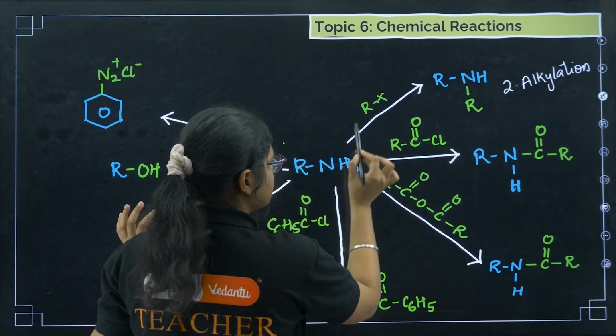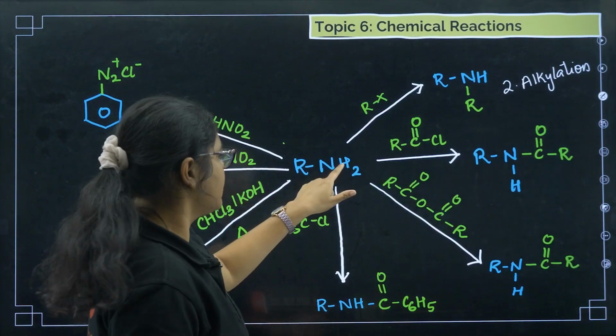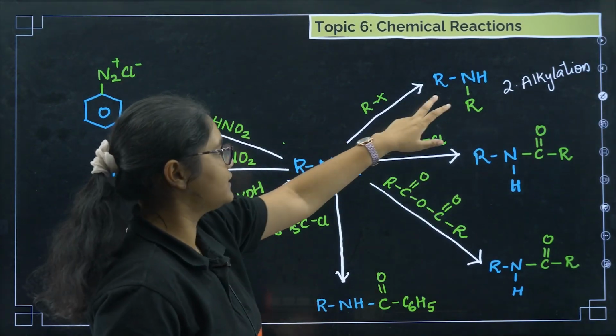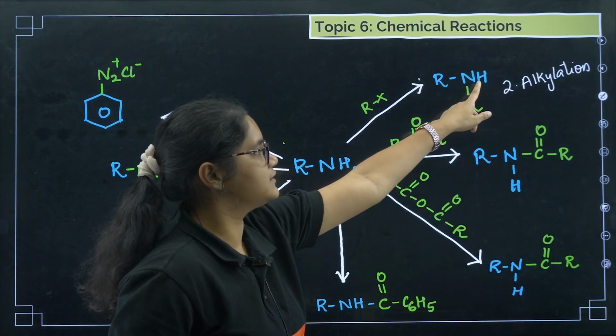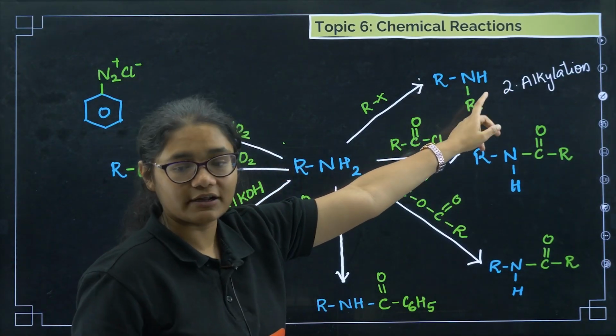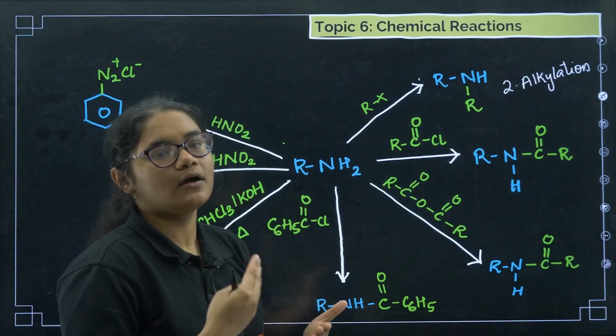So when you have RNH2 and you are reacting with RX, in the ammonolysis process only one H is replaced with R, so you get a secondary amine here. Now again if I react with RX, this H will also get replaced and we'll get tertiary amines. So for alkylation, simple, you have to treat it with ammonia.